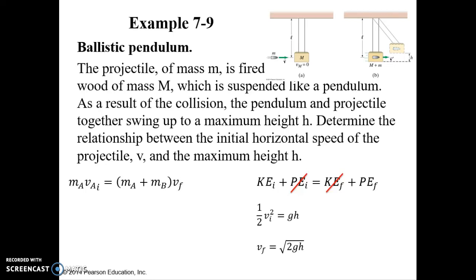If we had numbers, we could solve for what the value is for final velocity. Then I'll go ahead and rearrange the conservation of momentum equation to solve for the initial velocity of the bullet, which is VAI. Since there are no numbers in this example, we're going to stop here. But if we knew the height and the mass of the objects, we could calculate the velocity of the bullet.